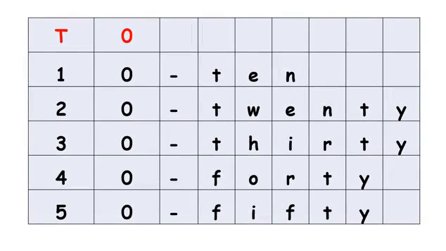Day 4. Children, today we are going to learn the spellings of 10, 20, 30, 40, 50. I want you all to repeat with me. O for the ones column, T for the tens column. 1, 0, 10. Now what is the spelling of 10? T-E-N, 10. Repeat after me. T-E-N, 10. Very good.